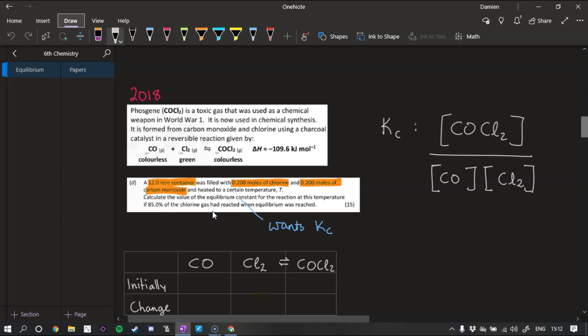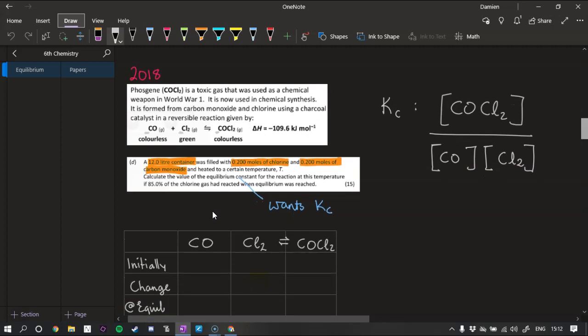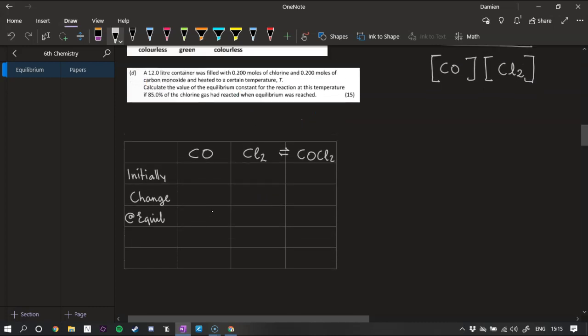Okay, so let's move on with this table in part 2. So we're looking at 2018. We've just done up Kc for the reaction on the right hand side, and now we've got the table here that we're going to fill out. So looking at the question here, we have seen that a 12-litre container was filled with 0.2 moles of chlorine.